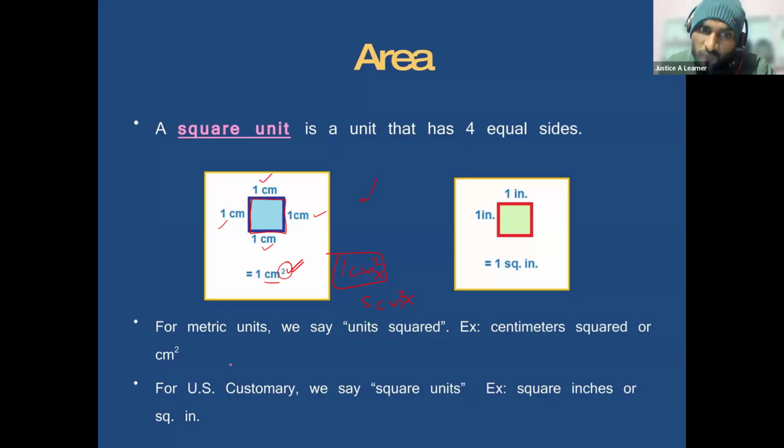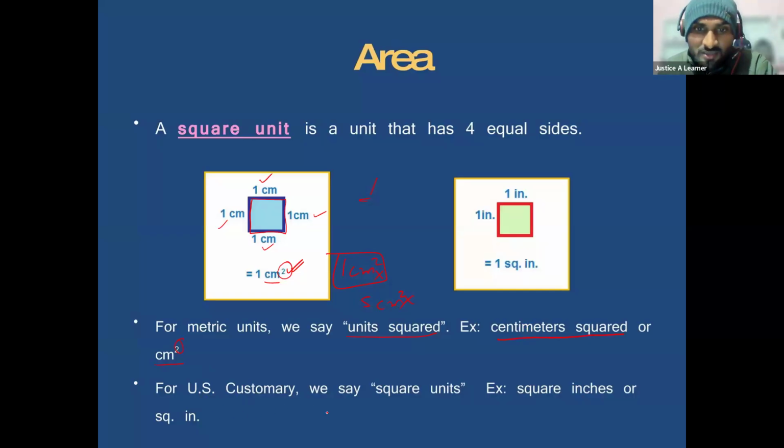Okay. So for metric units, we say units squared, or unit square. We were reading that, or we can also call it units squared. 5 centimeters squared, right? Or perhaps we read 5 centimeters square. No problem. For example, centimeters squared, or this is the written way, centimeter and then exponent of 2. Okay, that's what we have understood so far.